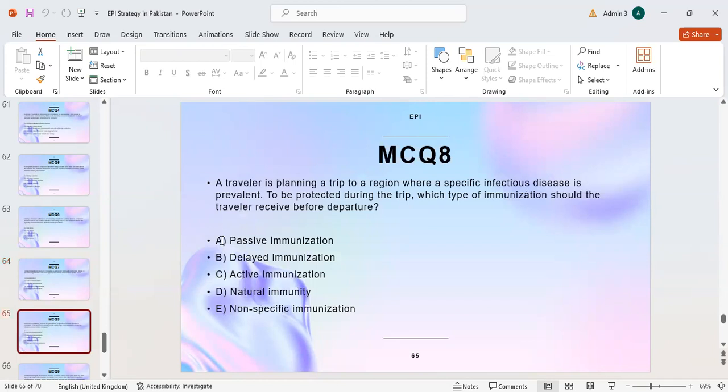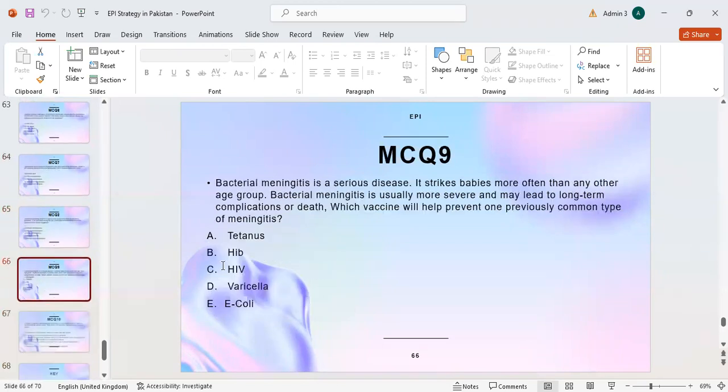A traveler is planning a trip to a region where a specific infectious disease is prevalent. To be protected during the trip, which type of immunization should the traveler receive before departure? Option A is passive immunization, B is delayed immunization, C is active immunization, D is natural immunity, E is non-specific immunization. The answer is active immunization because it is pre-exposure.